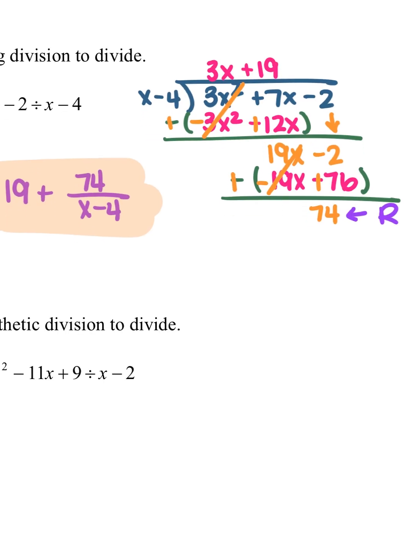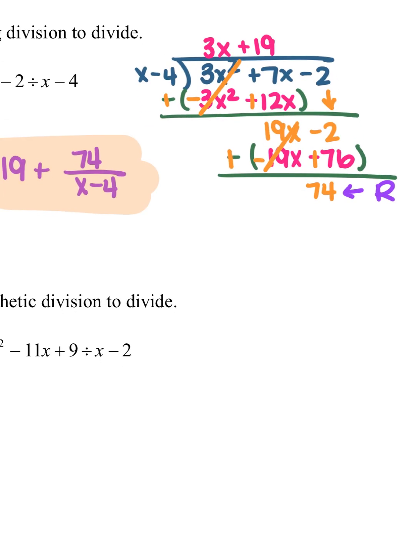For number 2, you're using synthetic division to divide, and you're given 3x cubed minus 2x squared minus 11x plus 9 divided by x minus 2. You're going to start by taking that x minus 2 and solving it for x. So you're going to add your 2 over, and that gives you that x is 2. That's giving you the number that's going to be on the outside of your synthetic division. So you put your 2 on the outside.